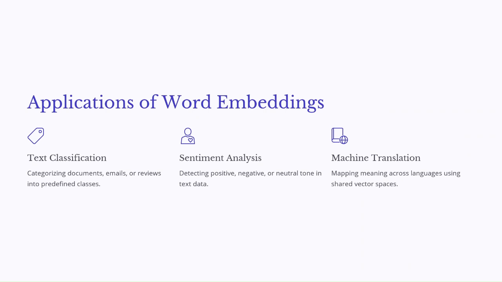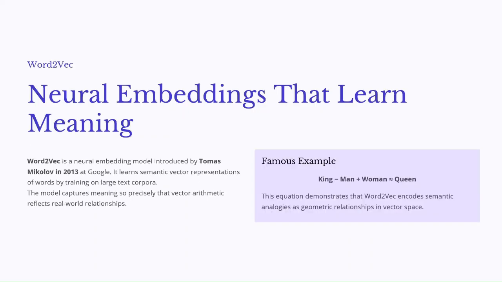So where we will use word embeddings is text classification, sentiment analysis, and machine translation. Text classification is where you can categorize documents, emails, or reviews. Sentiment analysis is detecting positive, negative, or neutral tone in text data. Machine translation is mapping meaning across languages using shared vector spaces. Now we'll see Word2Vec. In Word2Vec, we will see the neural embeddings that learn the meaning.